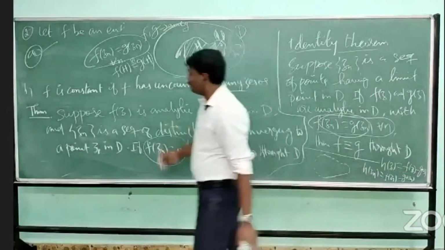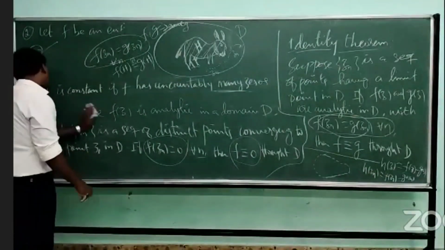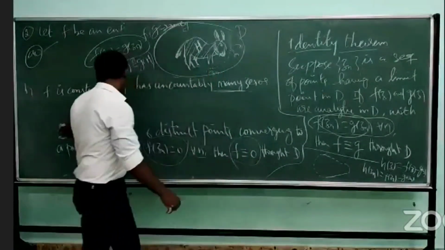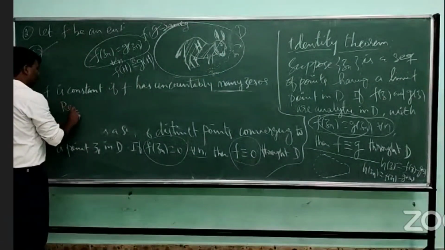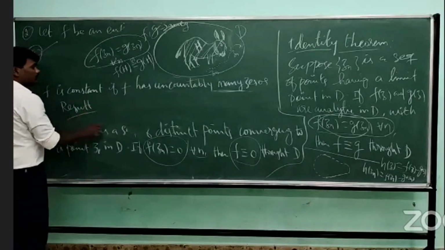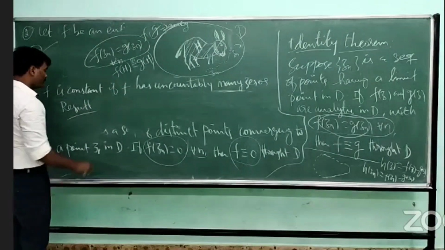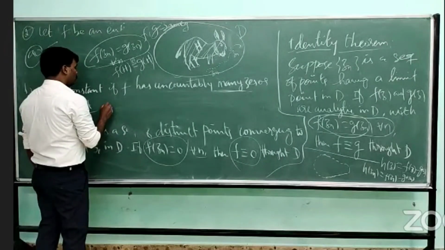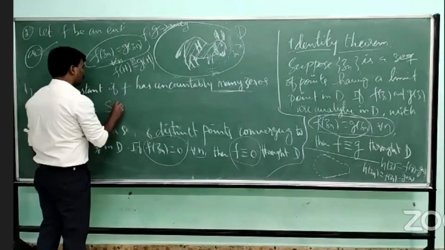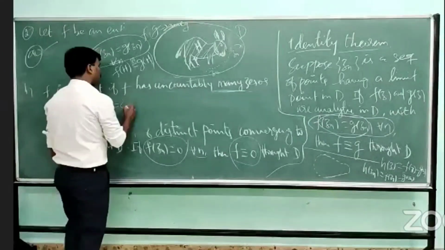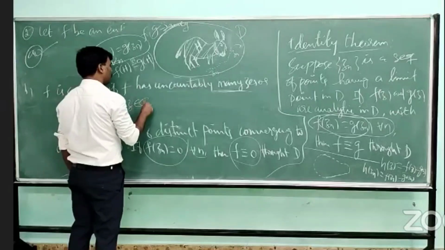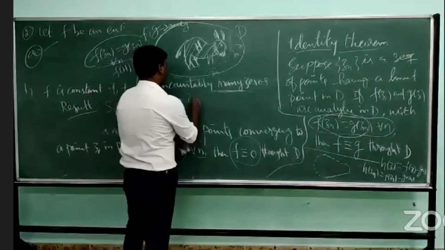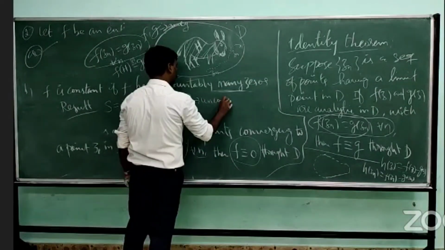Anyway, now come to our option B: F has uncountably many zeros. Just take this result. I will explain these two theorems, which will be used in the next problem. Result: F has uncountably many zeros. So for example, S is the set of all z in C such that F of z equals 0. Assume that this is an uncountable set.